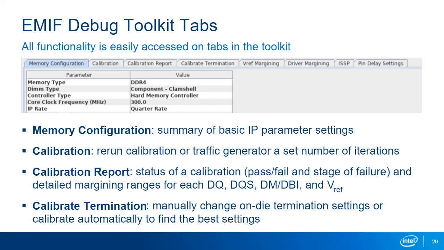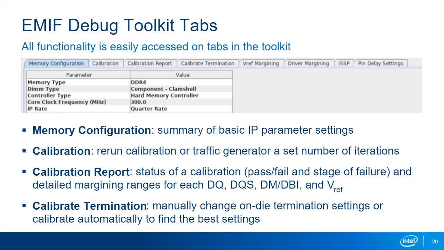The Calibration Report tab provides more detailed information about each iteration of calibration that was performed on the Calibration tab. If a calibration failed, the first calibration stage that failed is displayed, along with what data groups caused the failure. The Report tab also includes detailed information on the read and write delays selected by calibration, and the valid delay margining ranges of each DQ, DQS, and DM or DBI pin. It also displays the selected voltage reference value for each data group along with margining ranges.